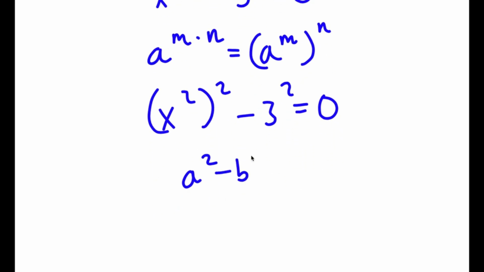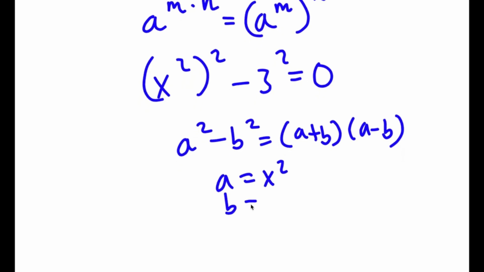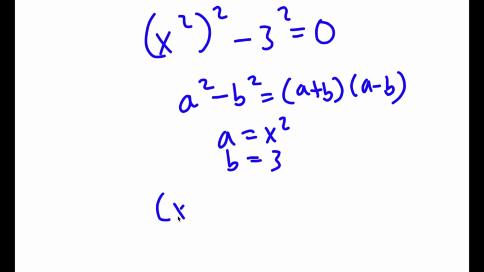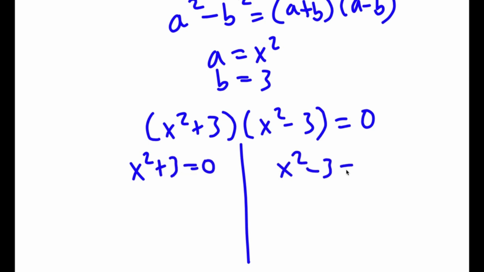Now, if I have something in the form a squared minus b squared, this is equal to a plus b times a minus b. So in this case, a is equal to x squared and b is equal to 3. So I have x squared plus 3 times x squared minus 3 is equal to 0. So now this is going to give me two equations. I'm going to have x squared plus 3 is equal to 0, and I'm going to have x squared minus 3 is equal to 0.